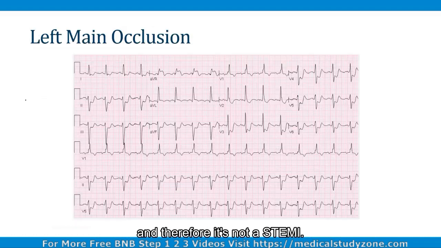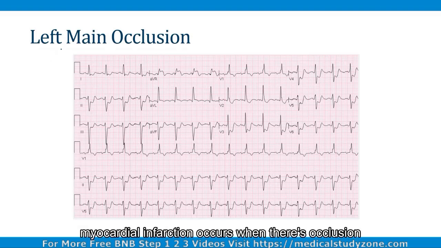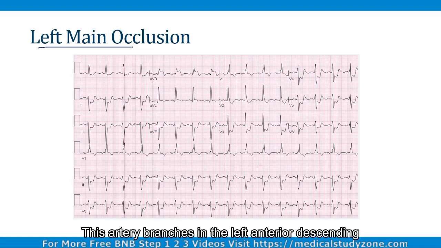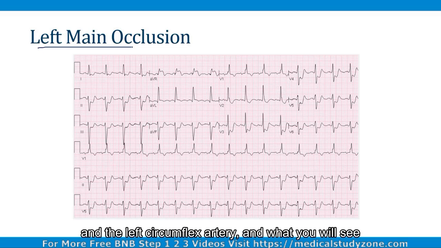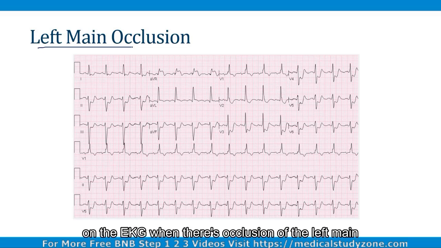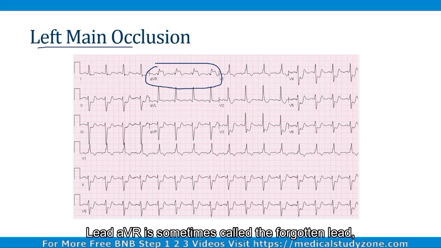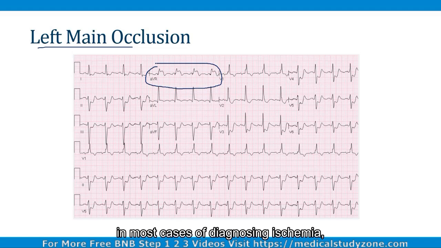Another rare variant of an ST elevation myocardial infarction occurs when there's occlusion of the left main coronary artery. This artery branches into the left anterior descending and the left circumflex artery, and what you will see on the EKG when there's occlusion of the left main coronary artery is ST elevation in lead AVR only. Lead AVR is sometimes called the forgotten lead because it's not important in most cases of diagnosing ischemia. The one time it's important is in looking for left main occlusion.